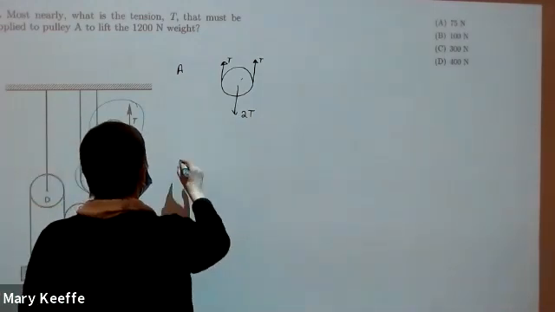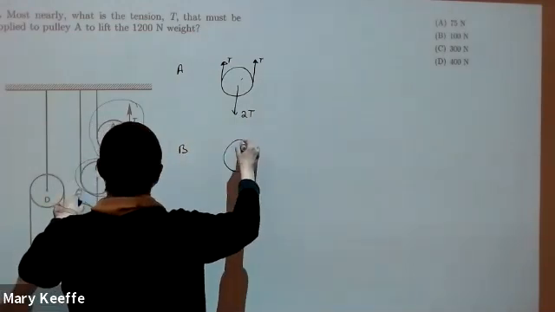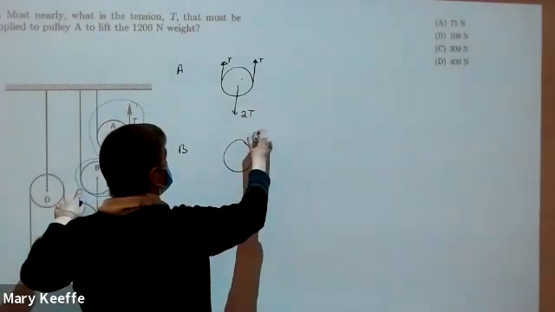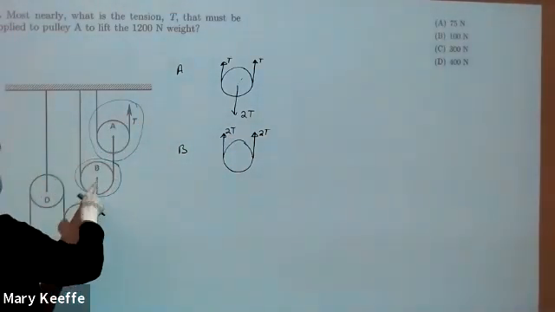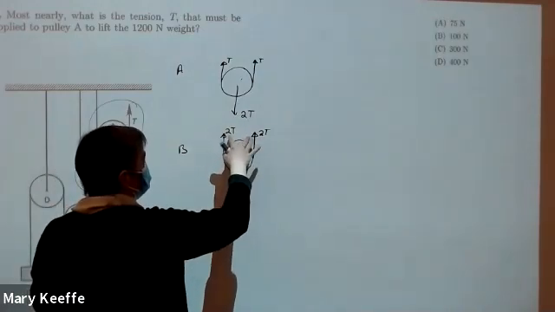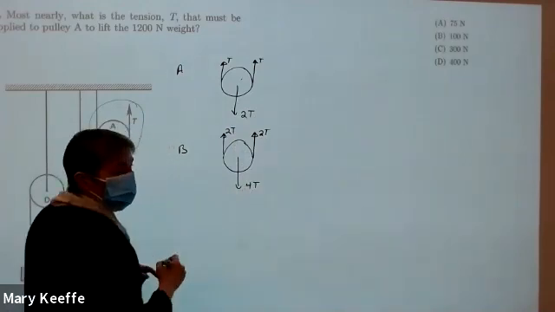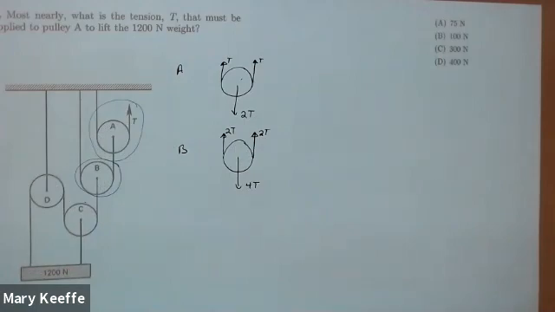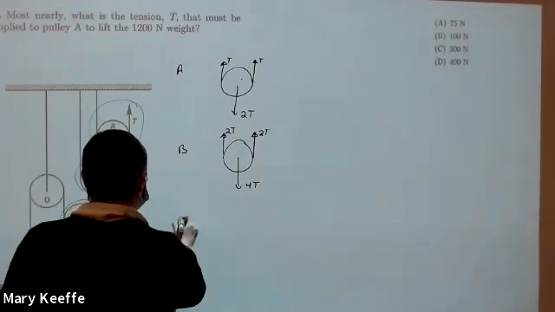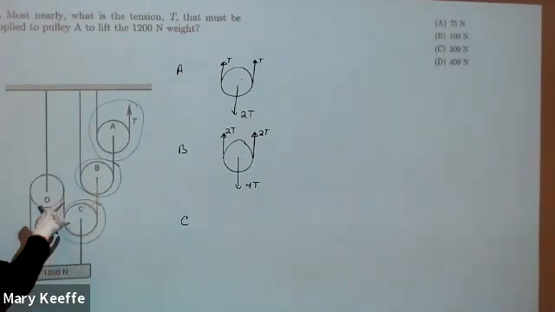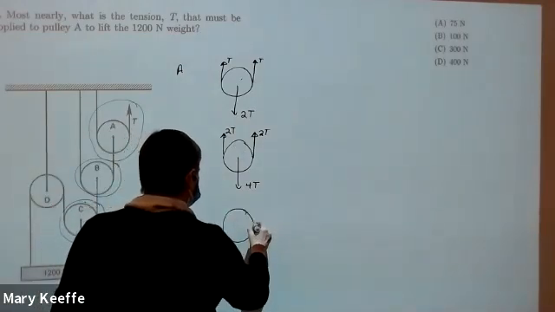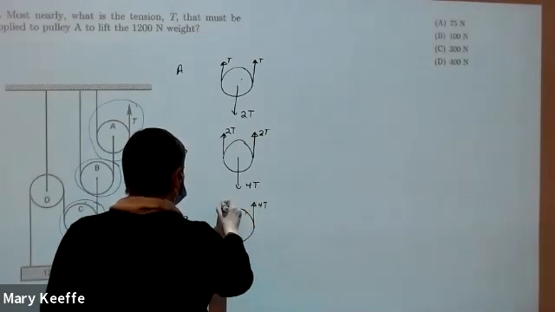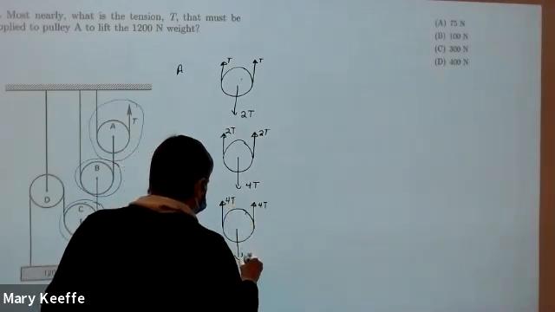Once I got that, that lets me move to pulley B. Pulley B has 2T upwards, because this is the same rope. And if it's 2T and 2T up, that makes this 4T. Then I get down to pulley C, and again, this rope here is the same, it goes all the way over, so this is 4T. 4T up, 4T up. That means this is 8T.